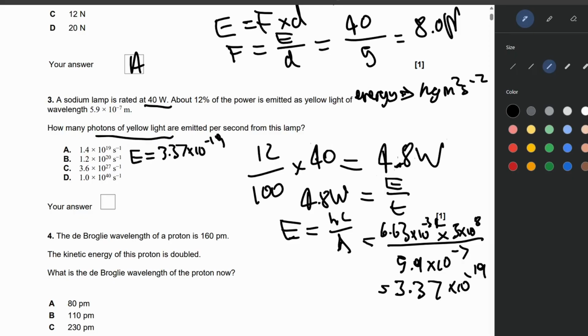kilogram meter squared per second. And well, time. Oh, well, time is equal to energy over power. So then I could do 1 over time to get per second. I don't know if that's even right. Just see if we get any of the answers. I mean, it doesn't really make any sense, but energy over power.